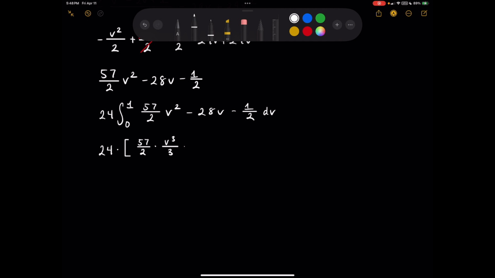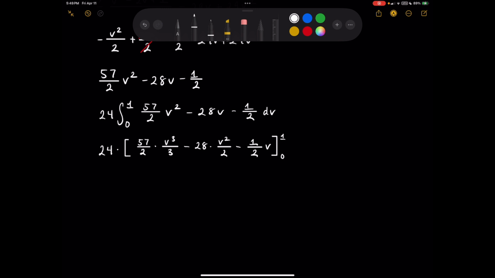So it's v cubed over 3 minus 28v, so the 28 is going to stay. And then the integral of v, well, you raise the power, that's v squared, divide by the new power. And then we have the 1/2. The integral of a constant is just the constant times the variable you're taking the integral with respect to. So this is negative 1/2 v. And this whole thing is going to be evaluated from 0 to 1.